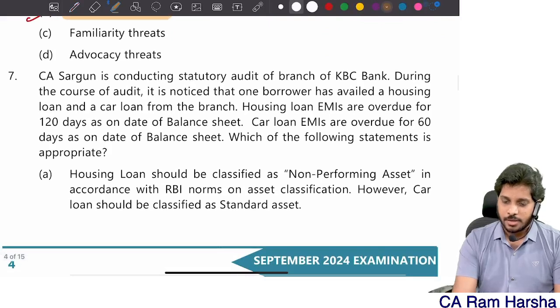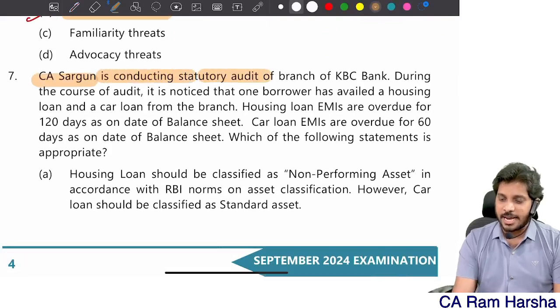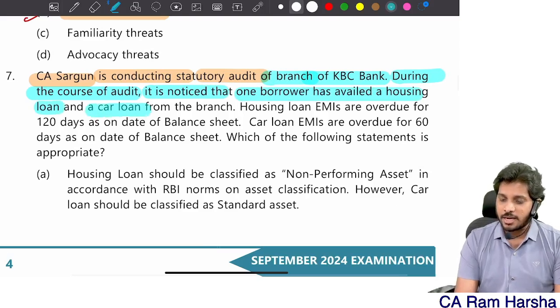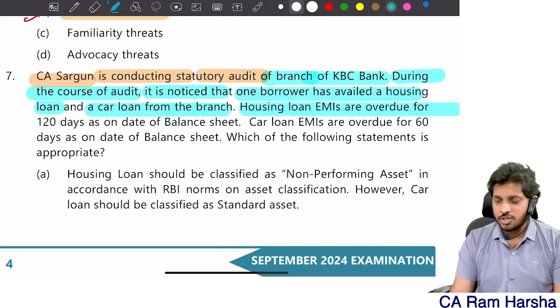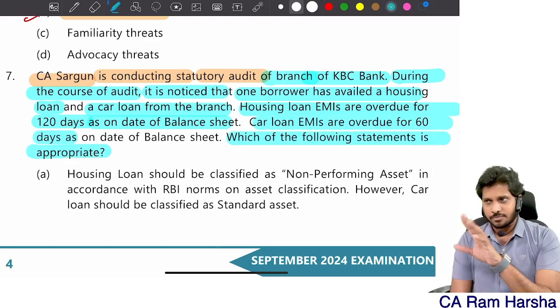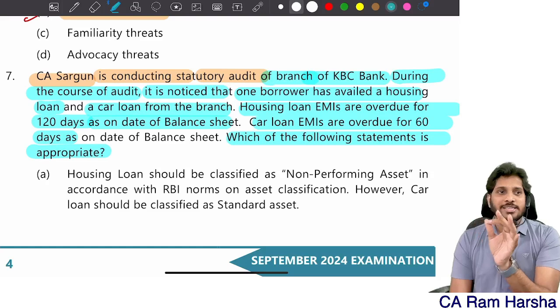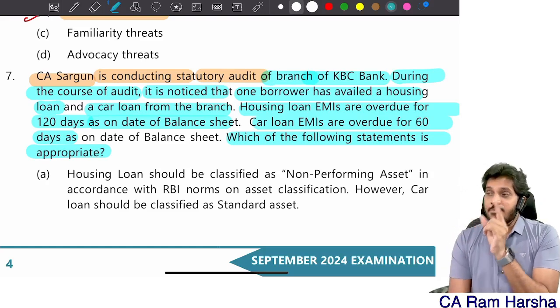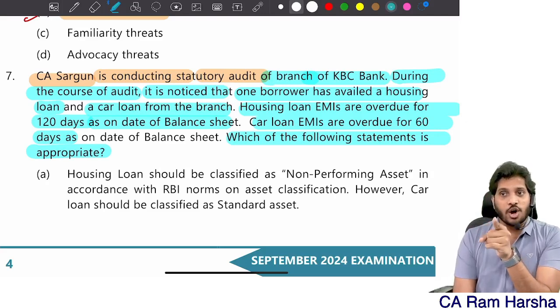Next, Sargun is conducting statutory audit of a branch of KBC Bank. During the course of audit, it is noticed that one borrower has availed a housing loan and a car loan from the branch. Housing loan EMIs were overdue for 120 days on balance sheet date, whereas car loans were overdue for 60 days. Which of the following statements is correct? Tell me, when a customer has multiple loans with the same bank, if one loan is classified as NPA, remaining loans also shall be classified as NPA. NPA classification is borrower wise, not asset wise.